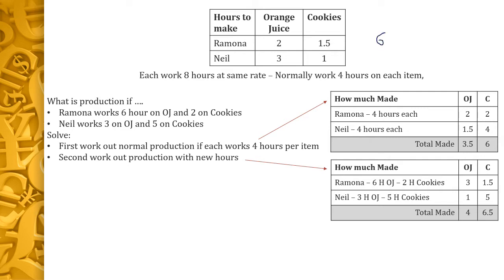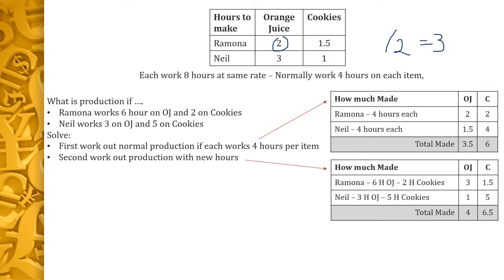So now it's going to be 6 divided by 2, isn't it? Because it takes 2 hours to make the orange juice, and she gets to do it for 6 hours. So that means she's going to be able to do 3 now. And so we do the same thing for each one of these items.